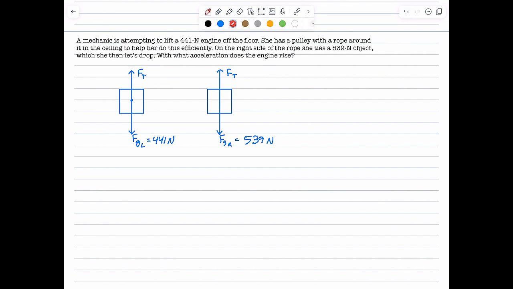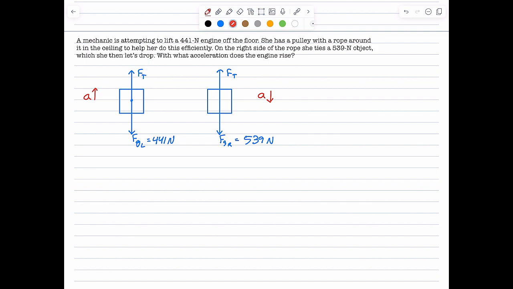In this particular case, the object on the right has more weight, and so it is going to move downward. So acceleration on this side is going to be down. And then that means on the other side, since it's being pulled on, acceleration will be in the opposite direction. It'll be up over here.